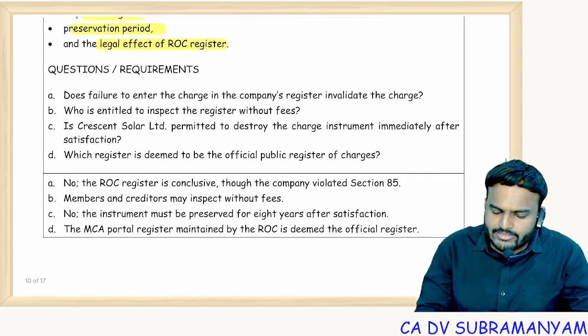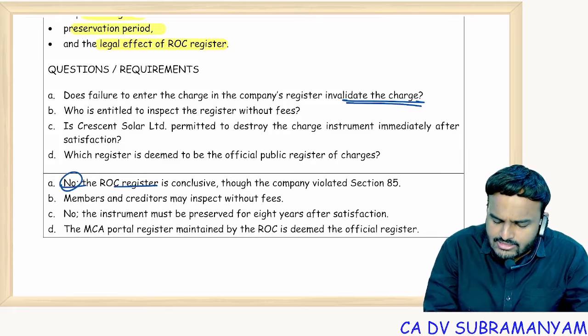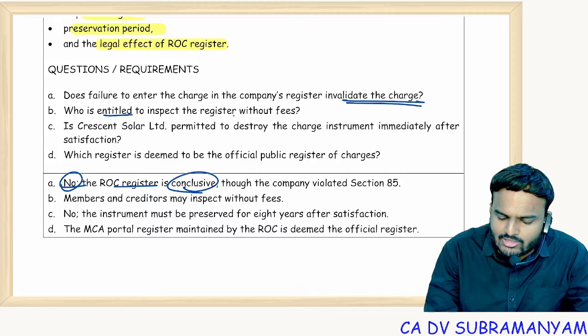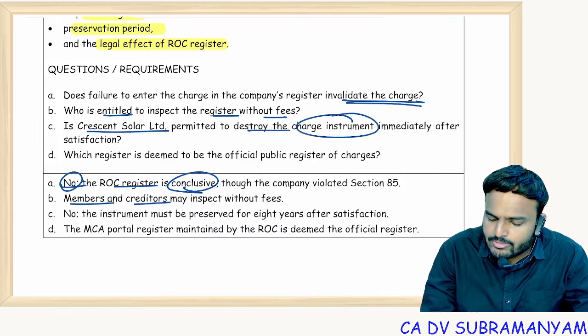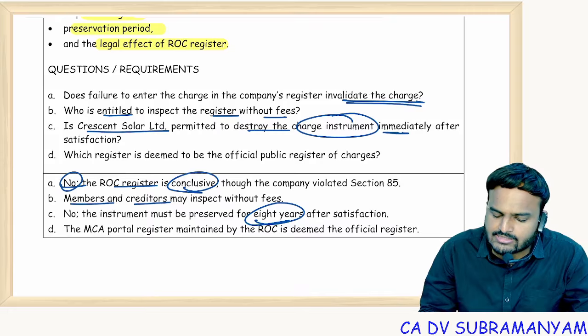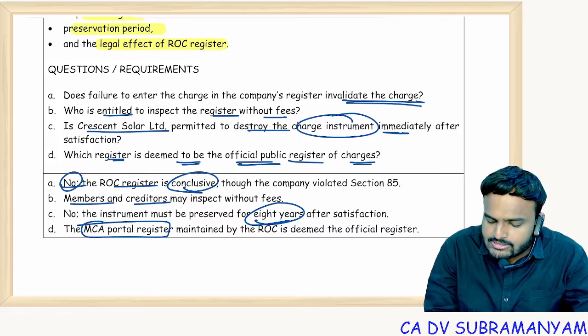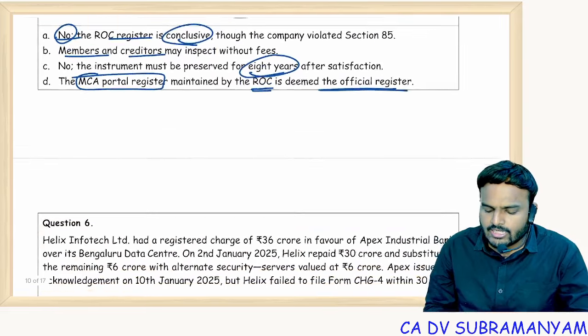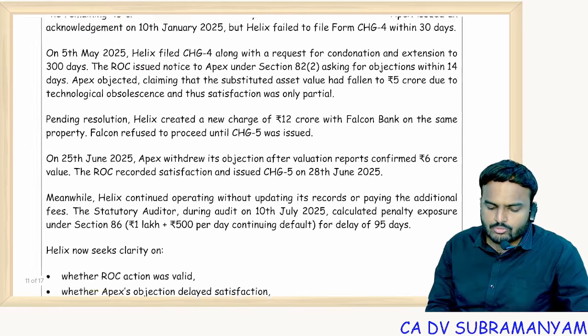Does failure to enter a charge in the company register invalidate the charge? No. The ROC register is conclusive. Who is entitled to inspect the register without fees? Both members and creditors. Is Crescent Solar Limited permitted to destroy the charge instrument immediately? No. Wait for 8 years. Which register is deemed to be the official public register of charges? The MCA portal register maintained by the ROC is deemed to be the official register. Clear? Next, 2 more questions on charges.